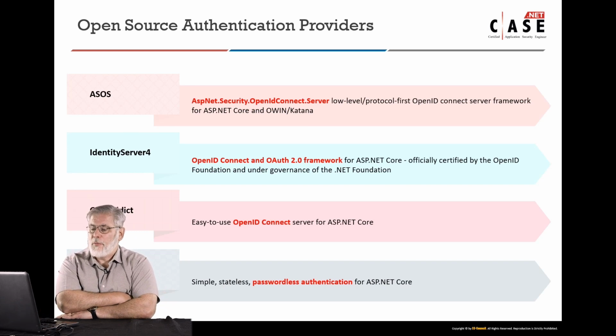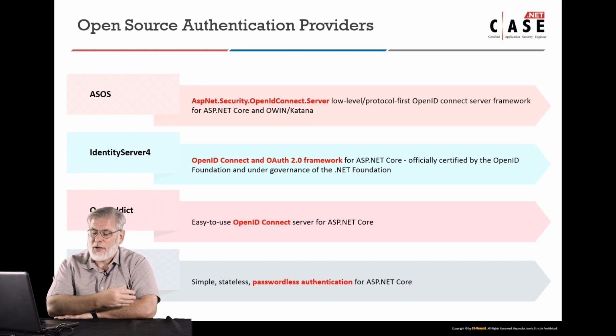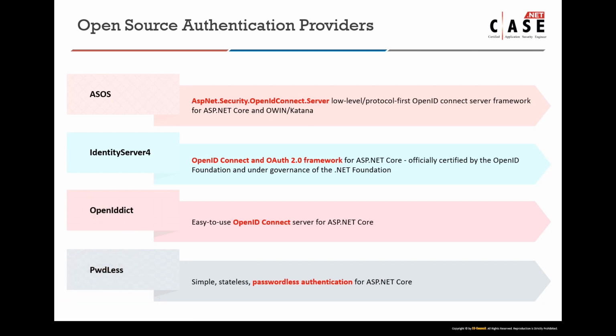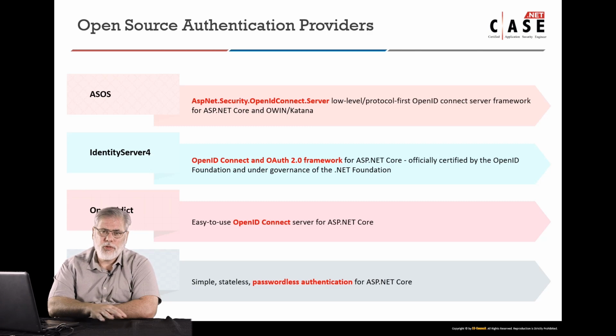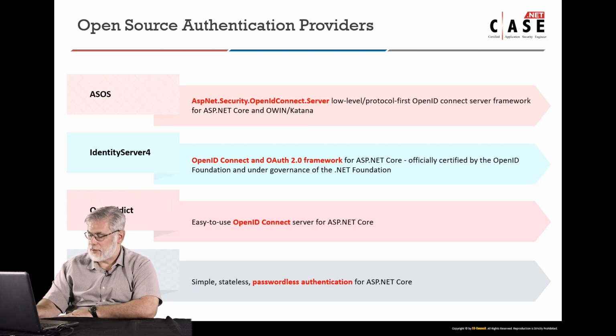Here are a few of the open source authentication providers that are also available to you in .NET. You see ASOS, IdentityServer4, OpenIddict, and PWDless or passwordless. These are all different methods you can use, and you can integrate them into your .NET application to use those open source authentication providers. Lots of people like to use these because they can use the same authentication for multiple different applications or websites.